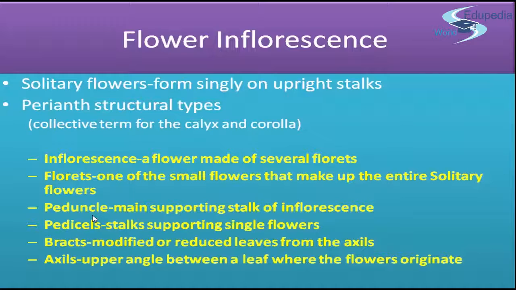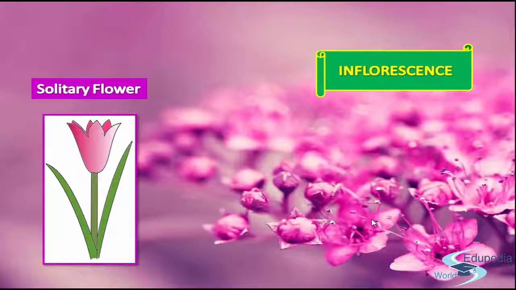What is peduncle? Peduncle is the main supporting stalk that supports the inflorescence. What are pedicels? Pedicels are the small stalks that support the single flowers. It is also known as rachis. What are bracts? Bracts are modified or reduced leaves from the axils. What is axil? Axil is the upper angle between a leaf and the stem where the flower originates. So this is inflorescence.